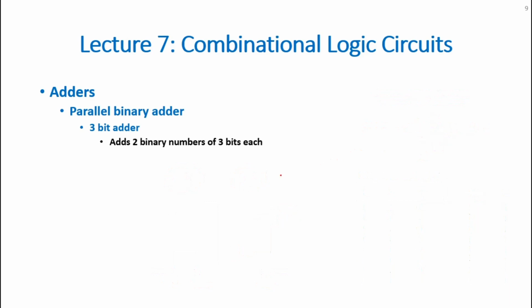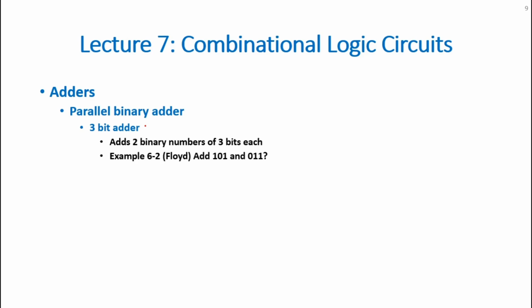Second example is about the 3-bit adder. A 3-bit adder adds two binary numbers of 3 bits each. So the question is, how many full adders will you need to implement this? The answer to the question is that we will need 3 full adders to implement this addition.